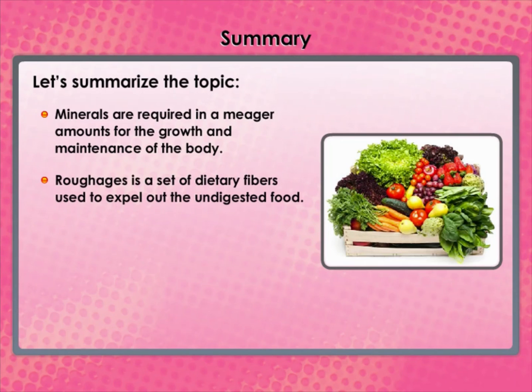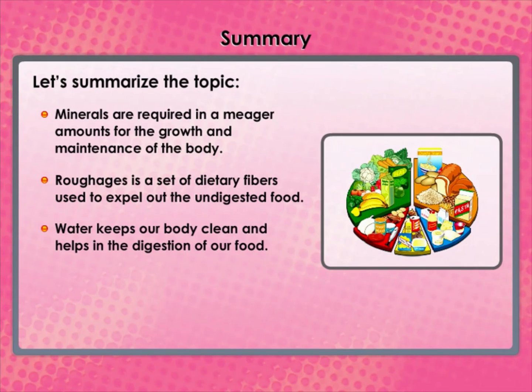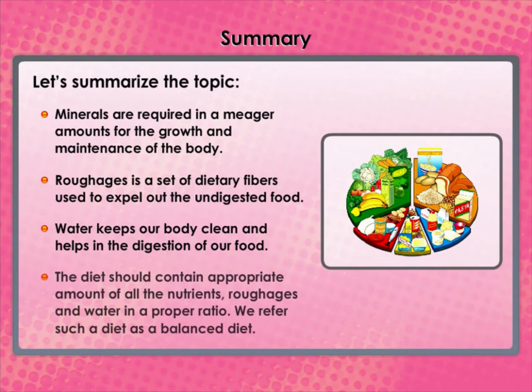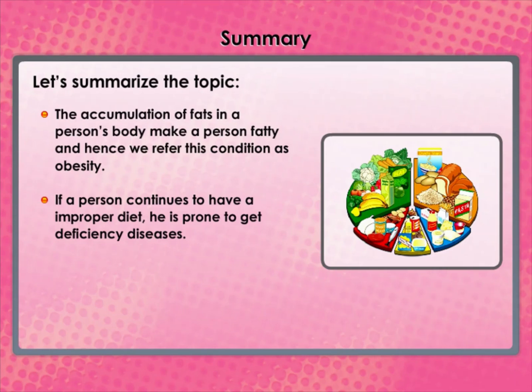Roughage is a set of dietary fiber used to expel out the undigested food. Water keeps our body clean and helps in the digestion of our food. The diet should contain appropriate amount of all the nutrients, roughage, and water in a proper ratio. We refer to such a diet as balanced diet. The accumulation of fats in a person's body makes a person fatty, and hence we refer to this condition as obesity. If a person continues to have an improper diet, he is prone to get deficiency diseases.